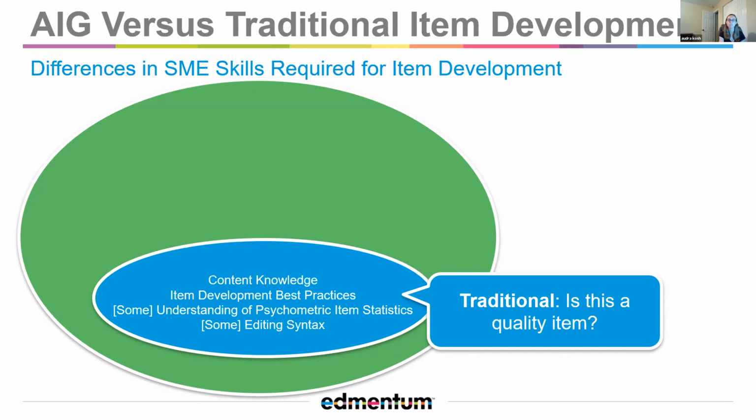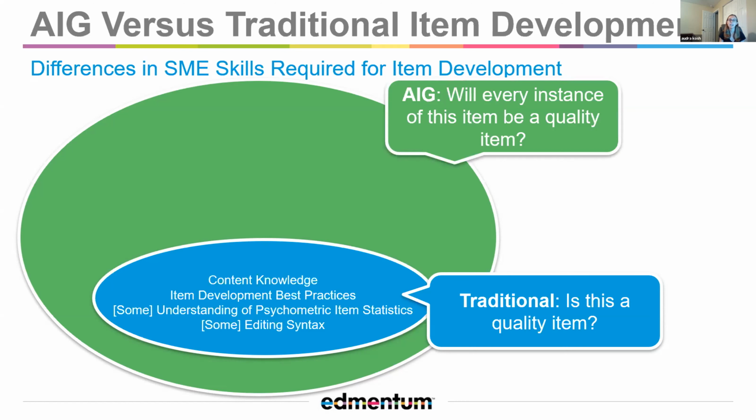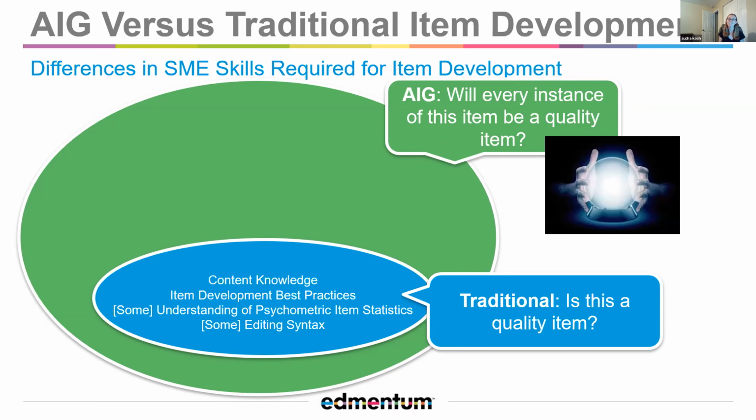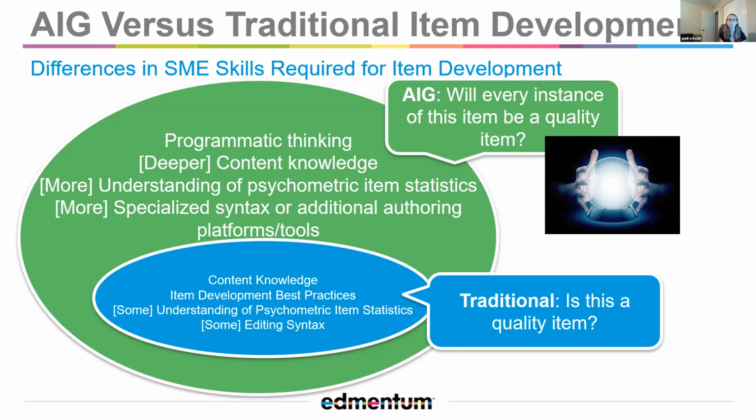management systems. In automatic item generation, it's a much larger question to ask. You're asking, will every instance of this item generated from this item model be a quality item? So you kind of have to take out your crystal ball and look ahead to all the possible items generated and think, are all of these going to be okay? This is a much harder task, and it requires all of the aforementioned skills in addition to programmatic thinking.